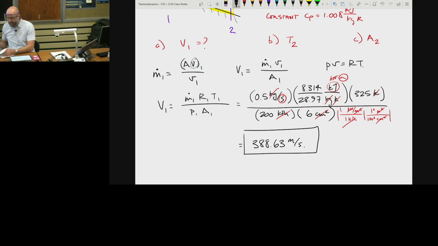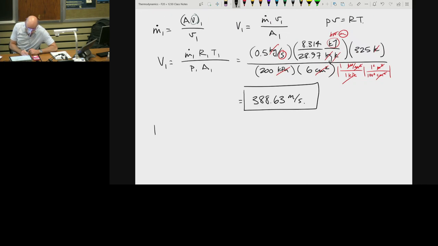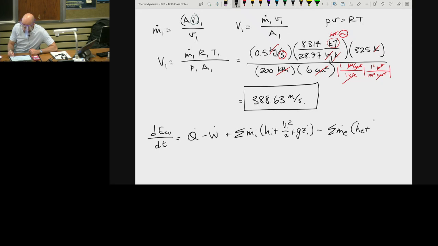Okay, now let's find the temperature at 2. Temperature at 2, same sort of pattern that we're going to follow here. The change in energy of my control volume with respect to time is equal to Q dot minus W dot plus the summation of my mass flow rates in times my enthalpy in, kinetic energy in, and potential energy in, minus the summation of my mass flow rates exiting times my enthalpy exiting, kinetic energy exiting, and my potential energy exiting.